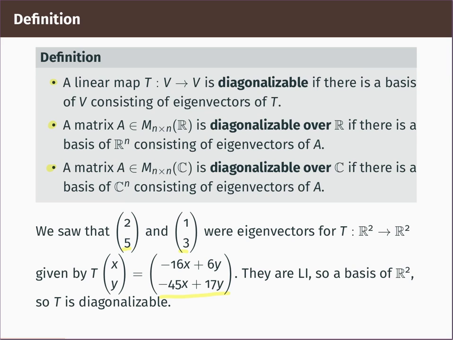And that means they're linearly independent and they're a spanning sequence of R^2, which means they're a basis for R^2. Therefore, there is a basis of R^2, namely the basis consisting of (2, 5) and (1, 3), which consists of eigenvectors for T. And so by the definition, which is the first bullet point up there, T is a diagonalizable linear map.